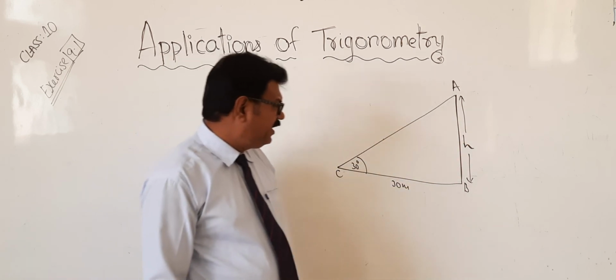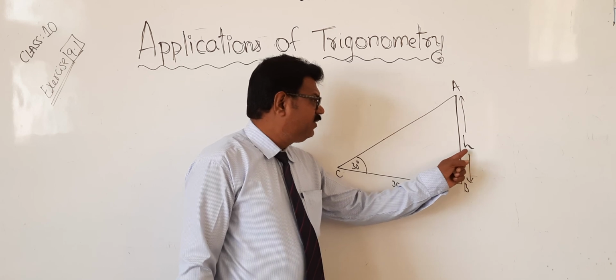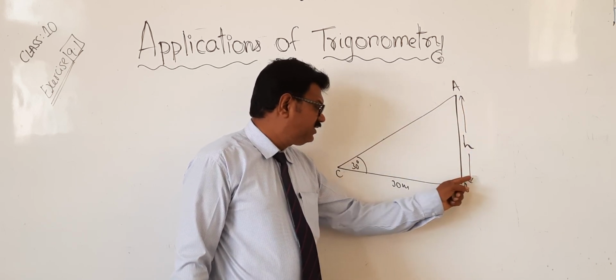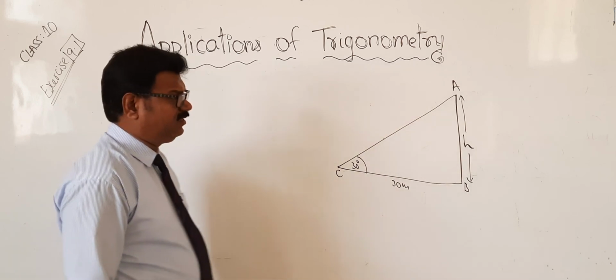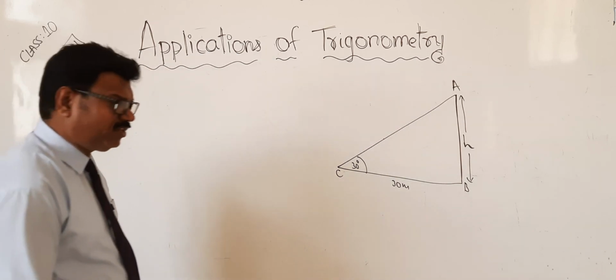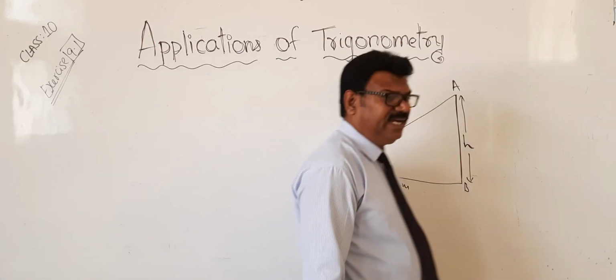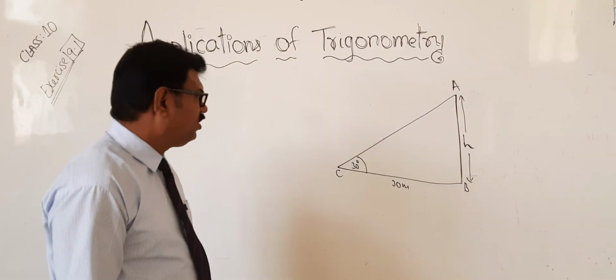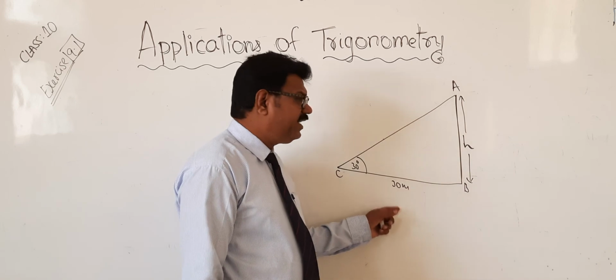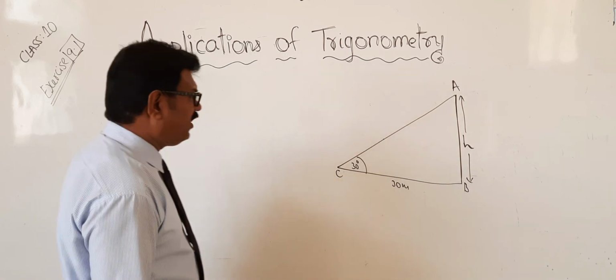Now tell me the connection between the opposite side and adjacent. Which ratio we have to take? Is it sin theta? Is it cos theta? Is it tan theta? Or is it cot theta? Any one you should tell. So opposite divided by adjacent, it is nothing but tan theta only.